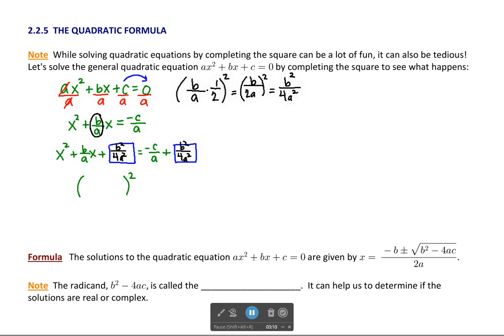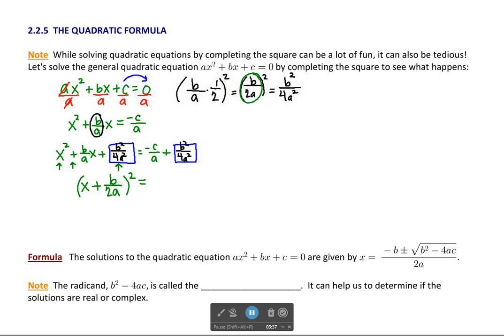The first term in my factor is always the square root of this term, which is just x. Remember, the sign in my binomial factor matches the first sign in my trinomial. And the second term in my factor is the square root of this term. Now don't forget, we just saw that number over here. So this factors as x plus b over 2a quantity squared. Okay, that wasn't so bad.